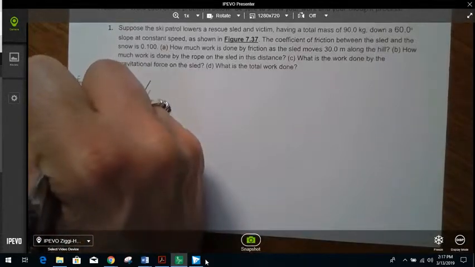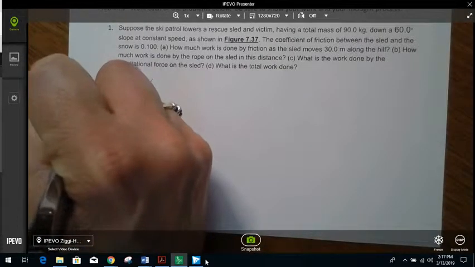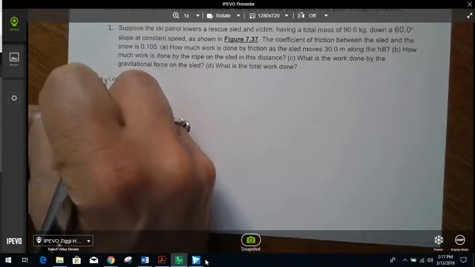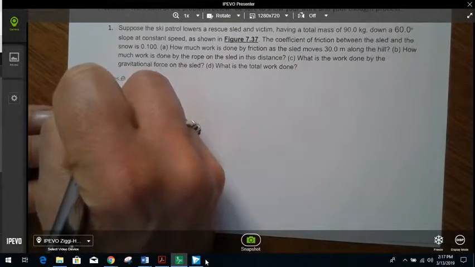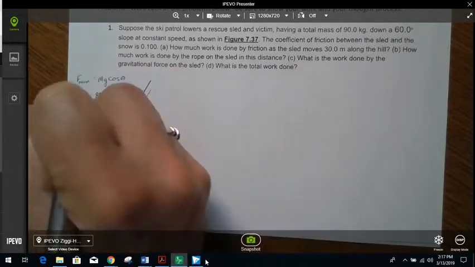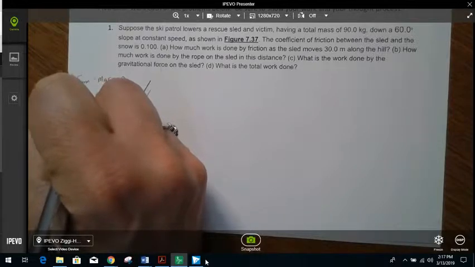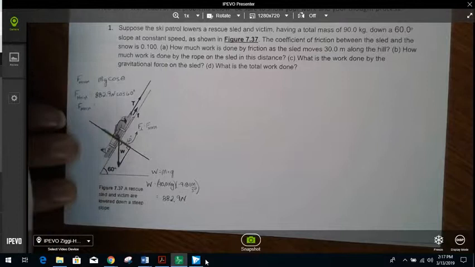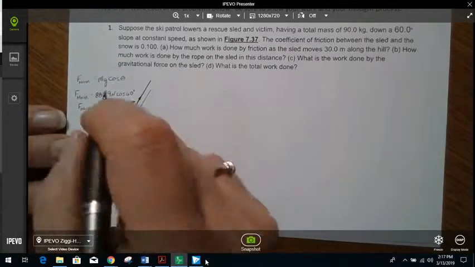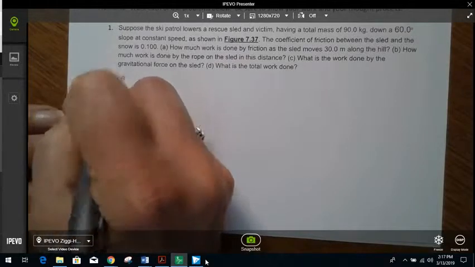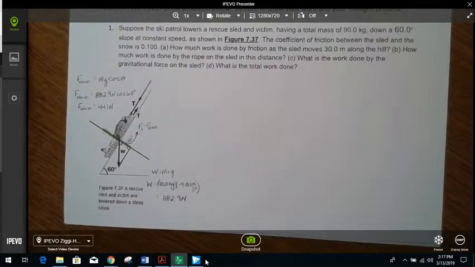So the normal force is going to equal the 882.9 newtons times the cosine of 60 degrees. So our normal force is equal to 441 newtons.